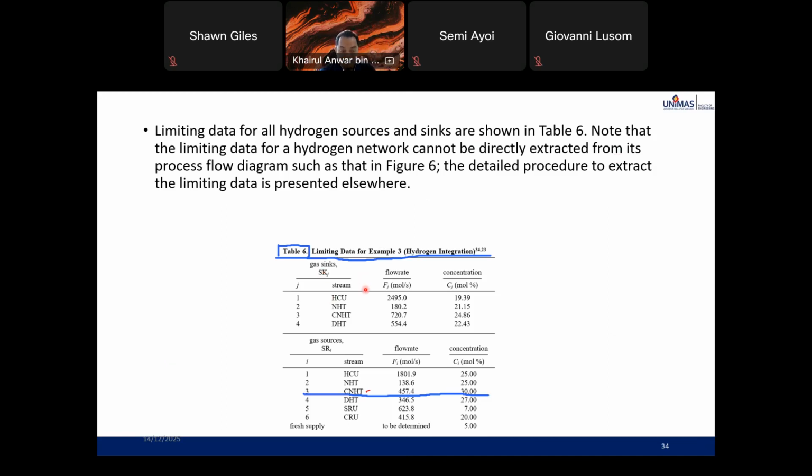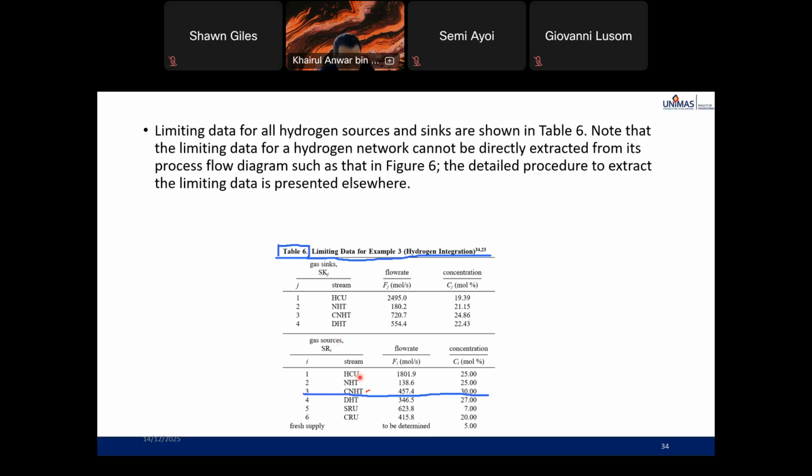So for the sinks, it's the HCU. Remember, sink is equal to gas demand, meaning the stream is entering the process. For the process, there are 4 only: HCU, NHT, CNHT, and DHT. Meanwhile, for the gas sources, including the supply, from each of the sinks you will produce a gas source as well.